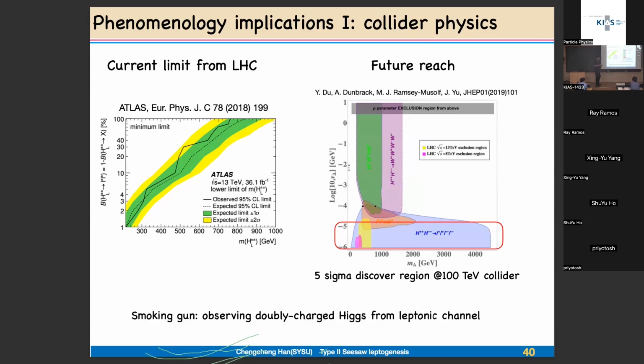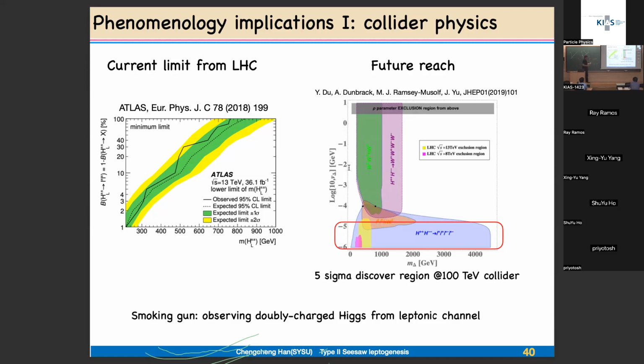How is this particle produced? From this Drell-Yan process, because it's doubly charged, just from Z and gamma. Can you see this? Then this will decay to the same-sign leptons, and the background is almost free. This signal is very, very clear.